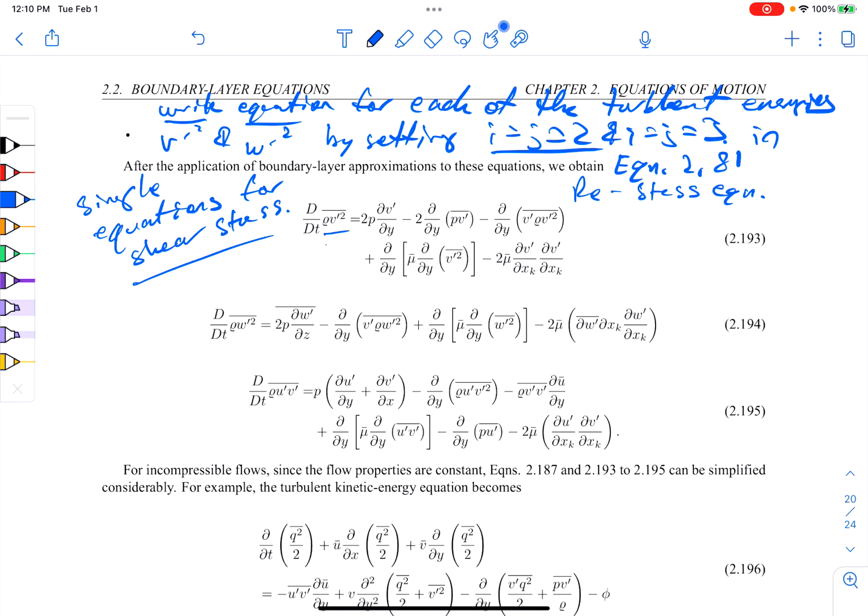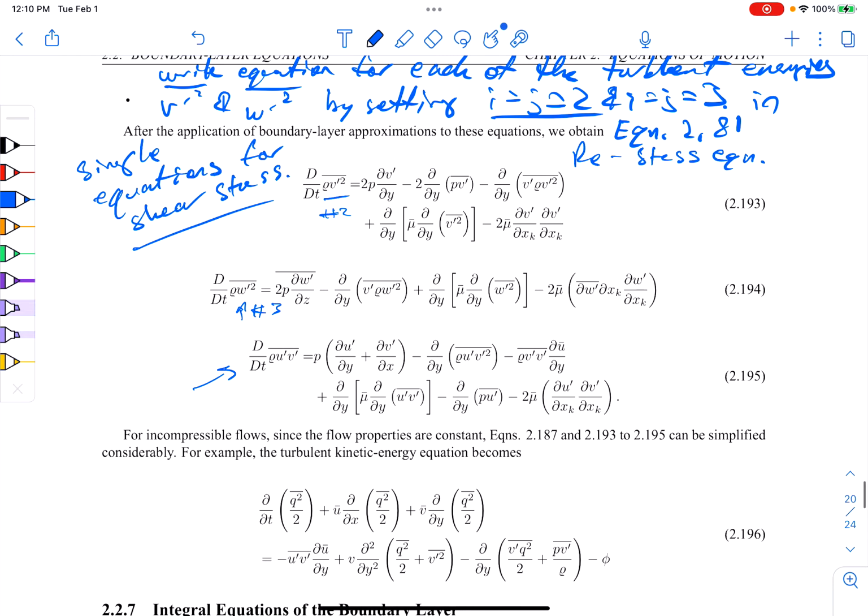So here's the first component. So this is number 2, right? And this one's number 3. This is nothing but the off-diagonal stress term. I'm sorry, I should explain that better. Here's our stress tensor. So here's our V term, here's our W term, and this is your UW term. Right here. Here's U, sorry. Okay.